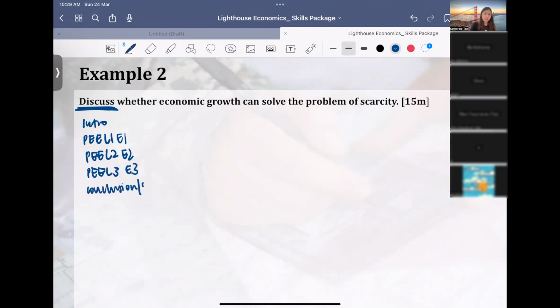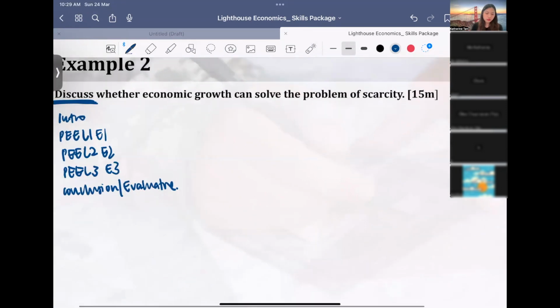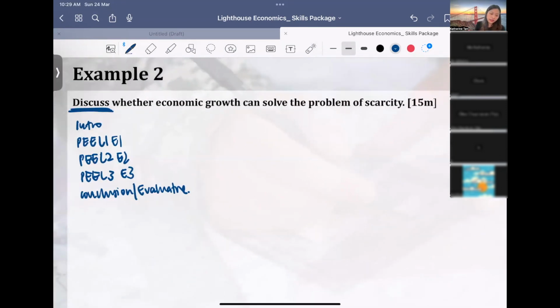And you know that the conclusion must be evaluative. Take note that when we talk about evaluating every single point, if you are time pressed, you don't need to evaluate every single point, but you must evaluate most points to get E3. So next, you want to look at concepts. Unlike the first question, which was very simple, you realize that there are 2 concepts here. One is the idea of economic growth, and the other is the problem of scarcity. Just like just now, I won't go through scarcity again because you all know what it is already. But you need to break down for me what economic growth is.